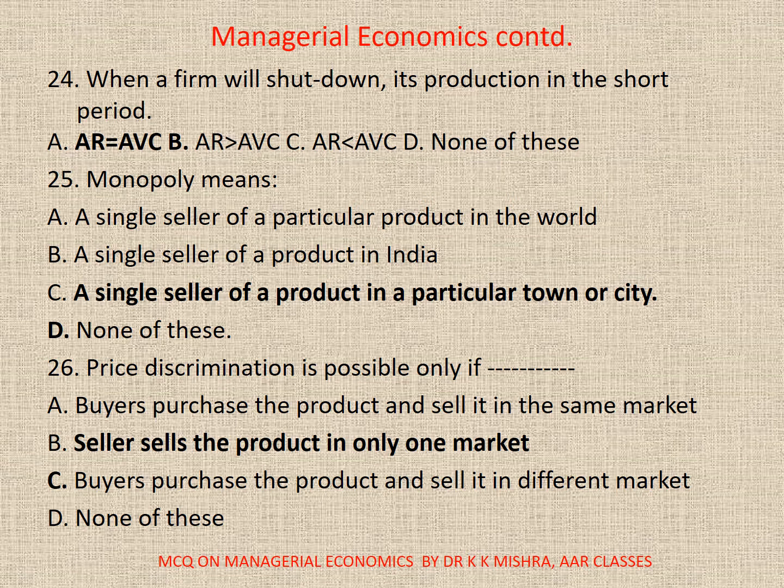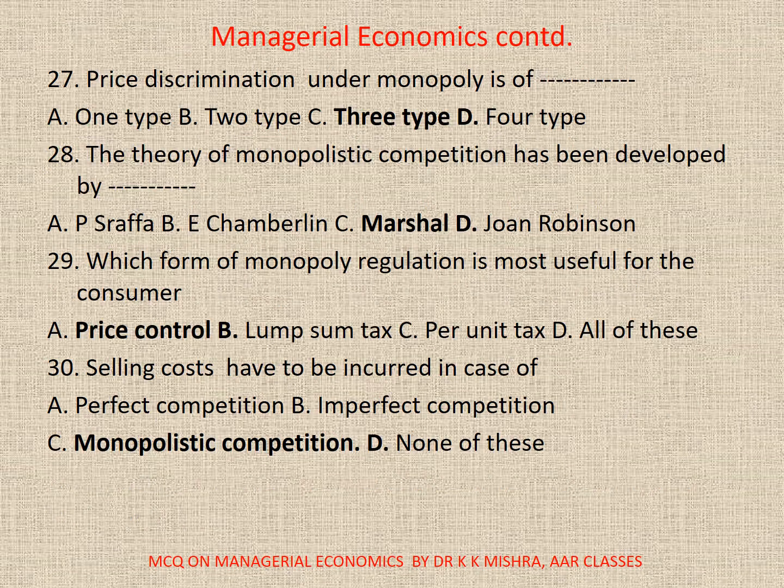26. Price discrimination is possible only if dash. The correct option is B. Seller sells the product in only one market. 27. Price discrimination under monopoly is of dash. A, one type, B, two types, C, three types, D, four types. Correct option is C, three types.